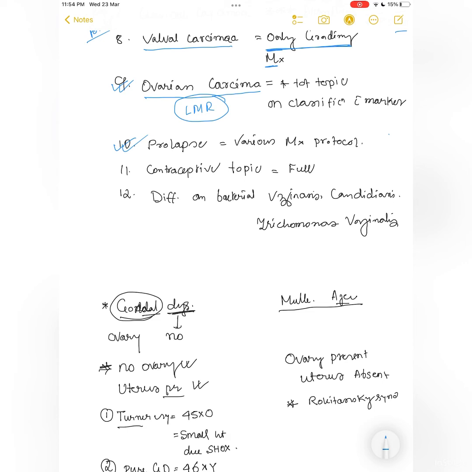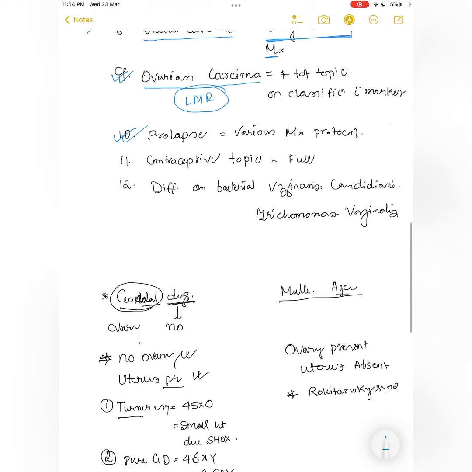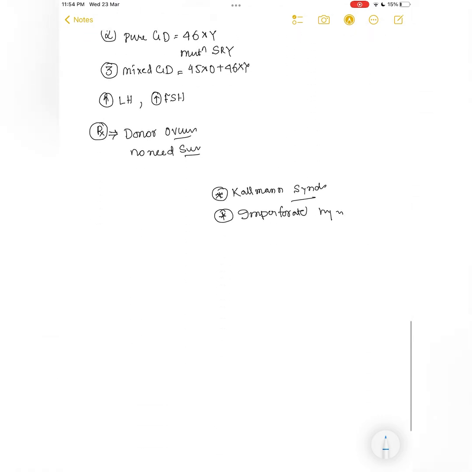Next is prolapse. In case of prolapse, it is very important to know how the uterus is suspended. And I will especially tell how you differentiate between uterine inversion and prolapse. There is already a uterine inversion question that I think came in the INICET July 2021 paper.